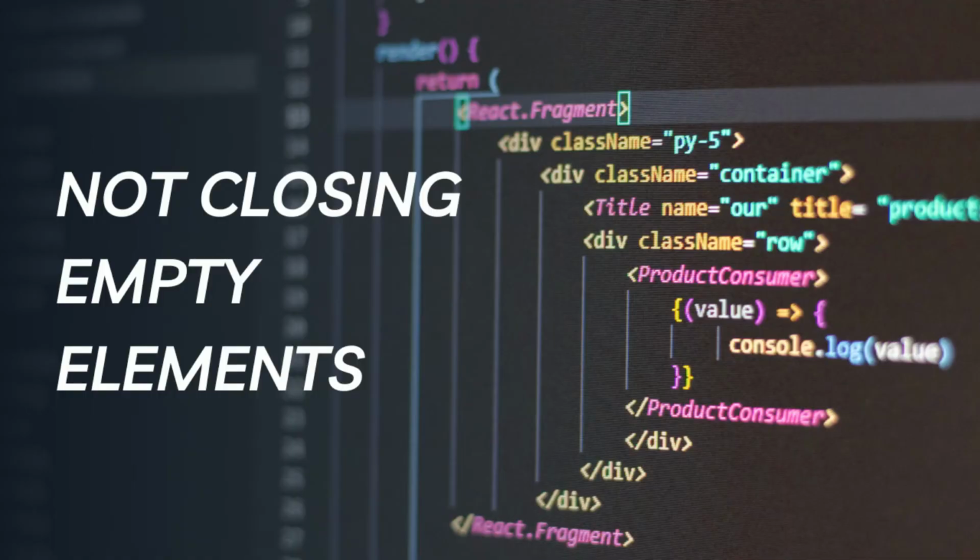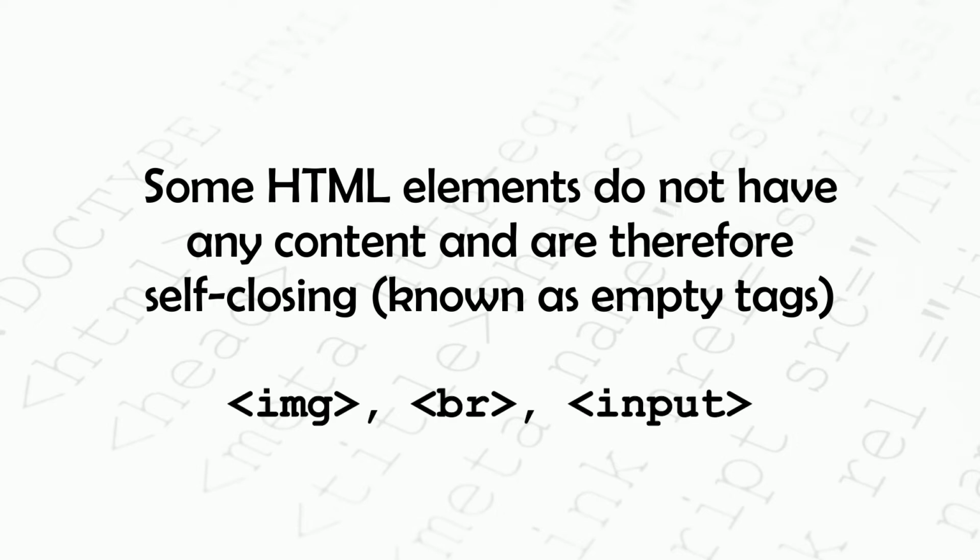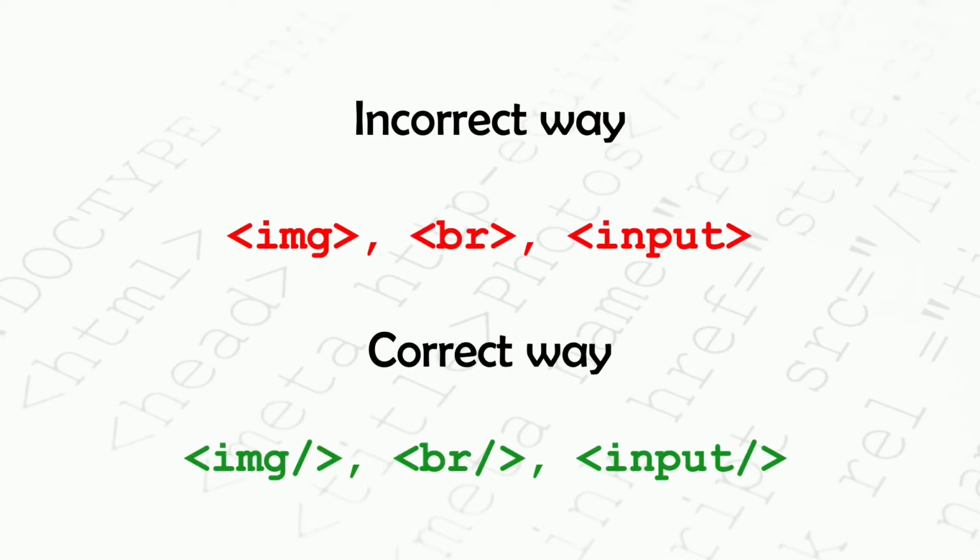The next mistake is not closing empty elements. Some HTML elements do not have any content and are therefore self-closing. Because they don't have any content, that's why they are empty, and they are called empty tags as well, such as the image tag, the break tag, the input tag, etc. So if we write just br, then it's not a correct way. You should follow br, then slash. That's how we write the tag. That's how we close the empty tag as well.